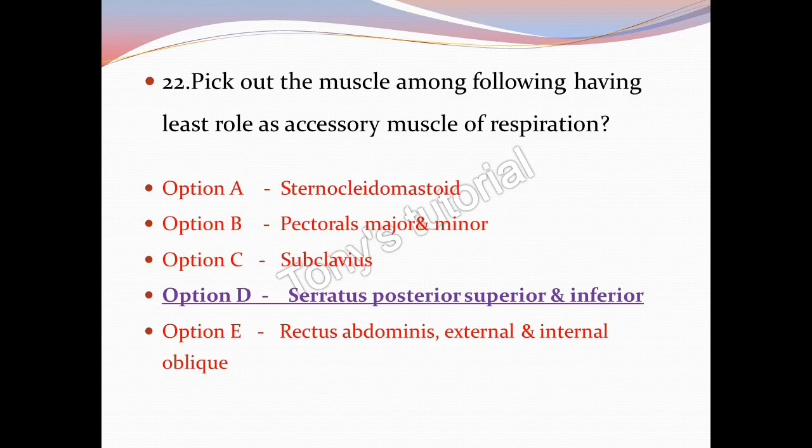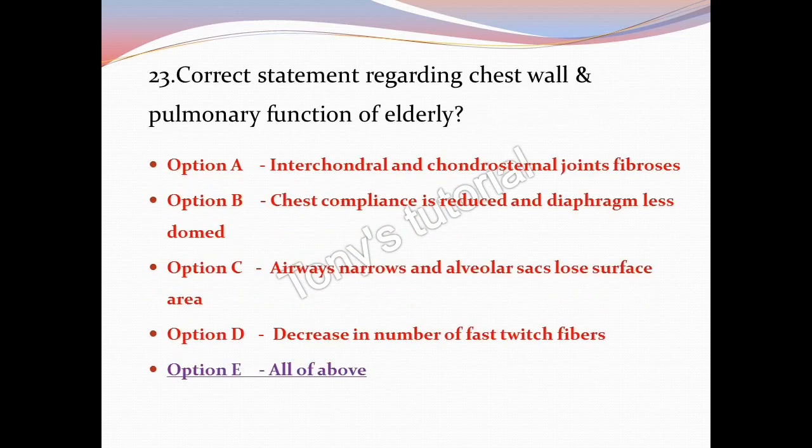And the next question: pick out the muscle having the least role as an accessory muscle. This is of course important. You must remember all these muscles are attached to the thorax and some are abdominal muscles. They have a role in the chest wall, but the serratus posterior superior and posterior inferior, the latest study shows, have no role in inhalation. You should remember that.